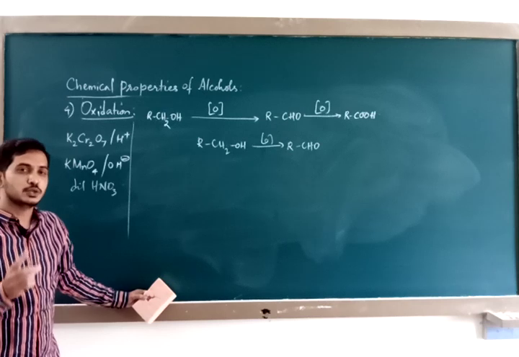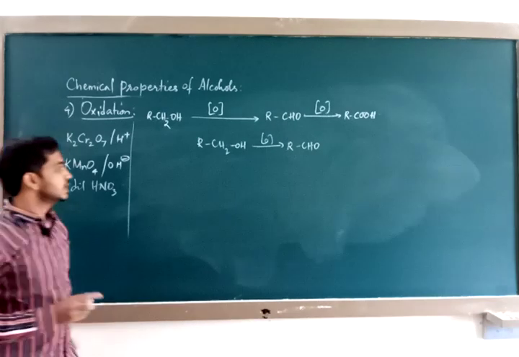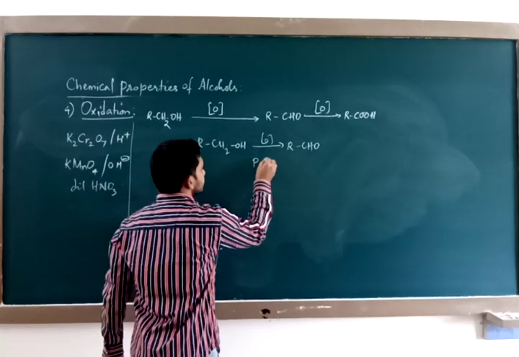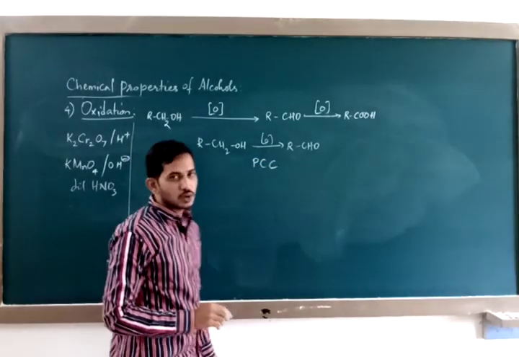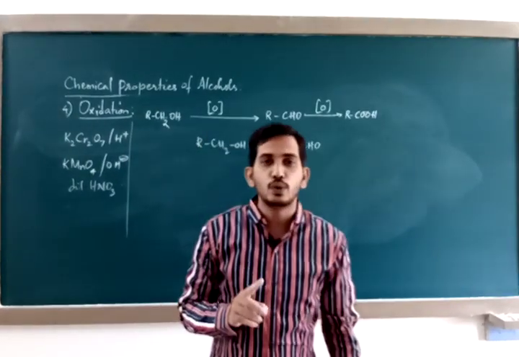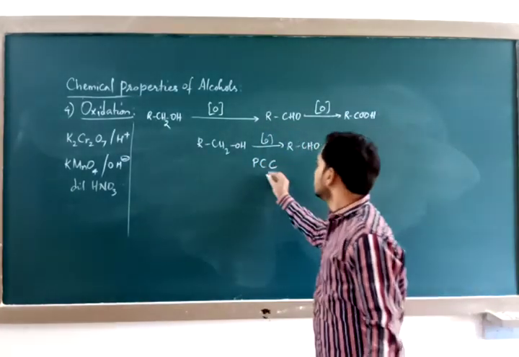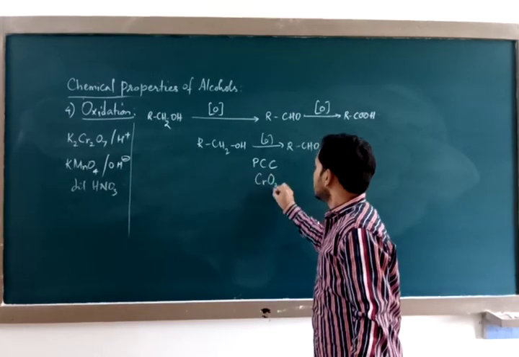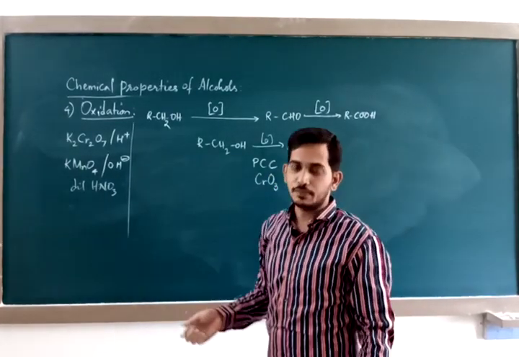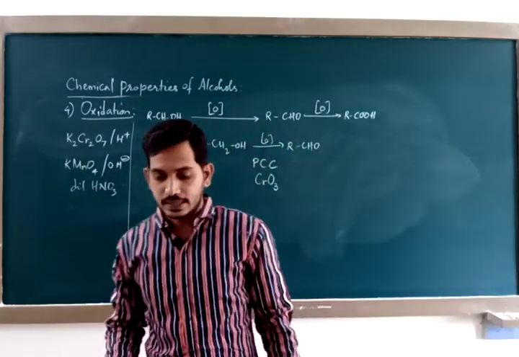If you want the oxidation to be partial, for partial oxidation you are supposed to use this reagent. It is called pyridinium chlorochromate. Pyridinium chlorochromate, or else you can use chromium oxide in any acidic medium. Chromium oxide in acidic medium.